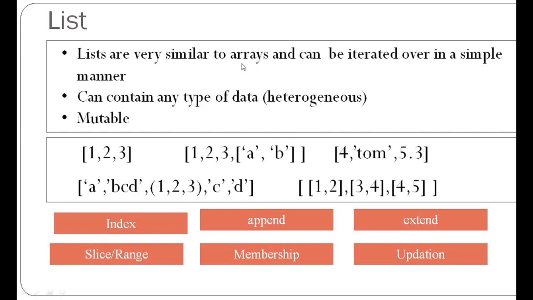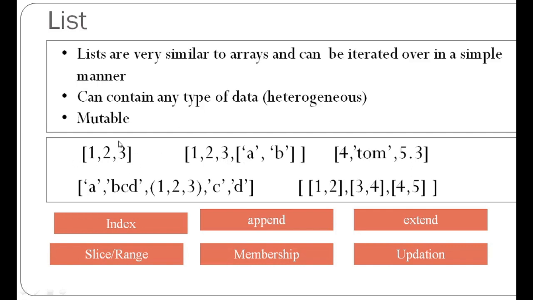Lists are similar to arrays. The difference is it can hold heterogeneous data. Any type of data can be stored. It can be iterated, like giving the index and finding out the successive elements. And it is mutable. That means the individual elements can be changed.